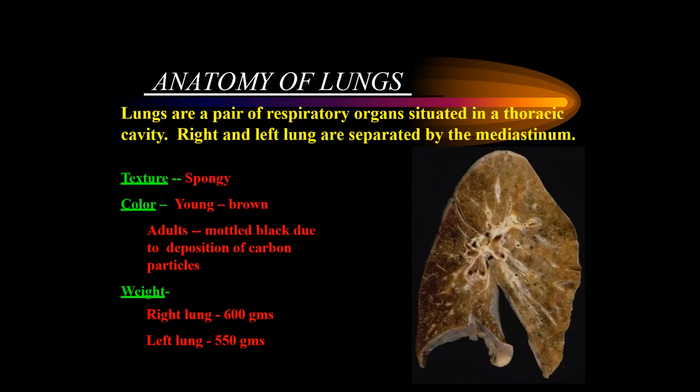Texture: it's spongy. Color: the young lung has a brown color. In adults it is mottled black due to deposition of carbon particles. The weight of the right lung is about 600 grams, the left lung about 550 grams.